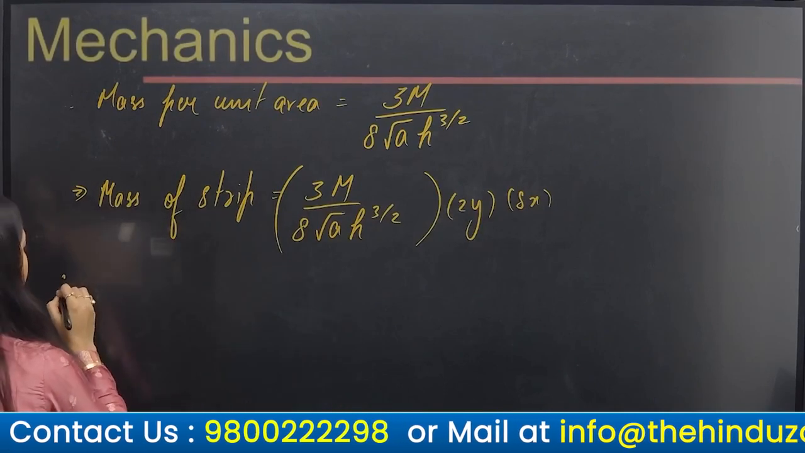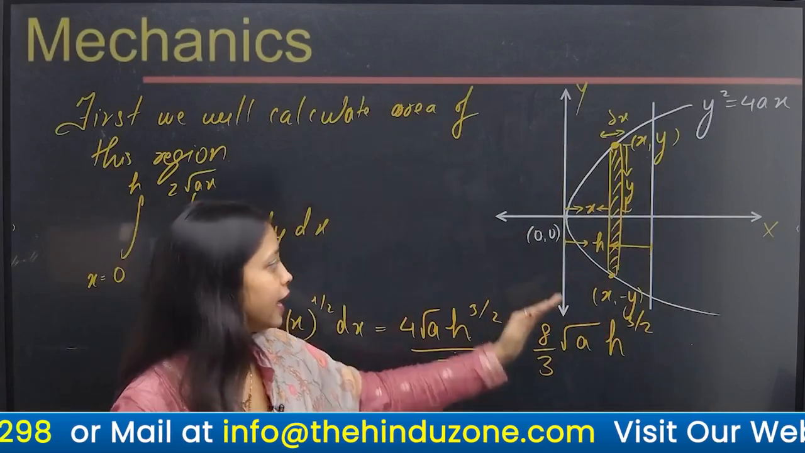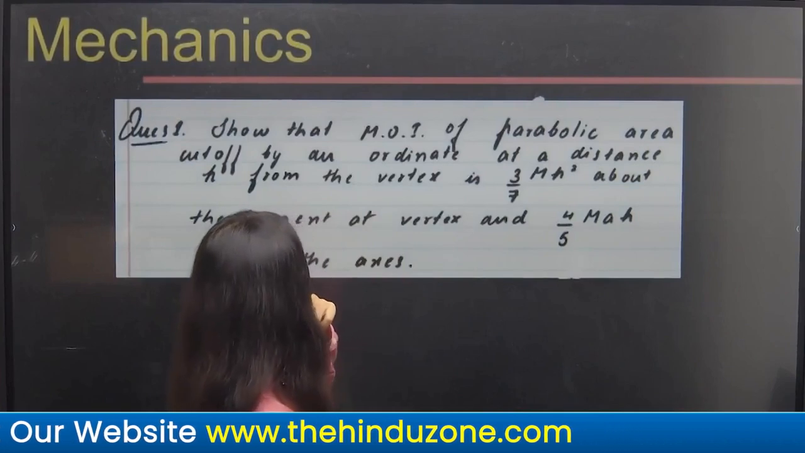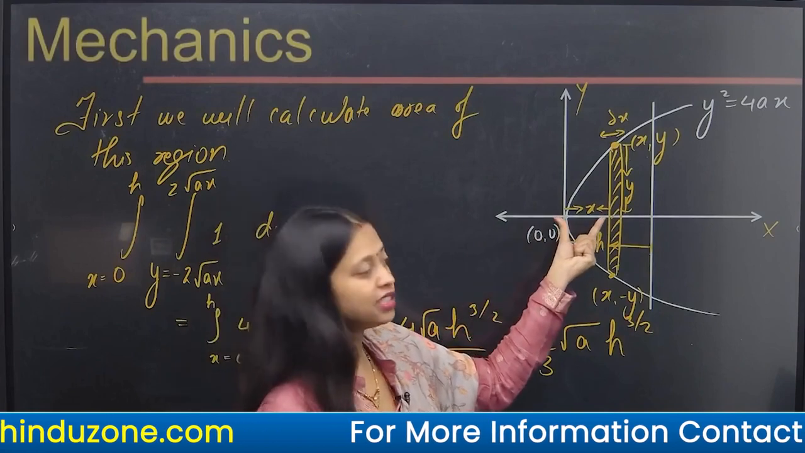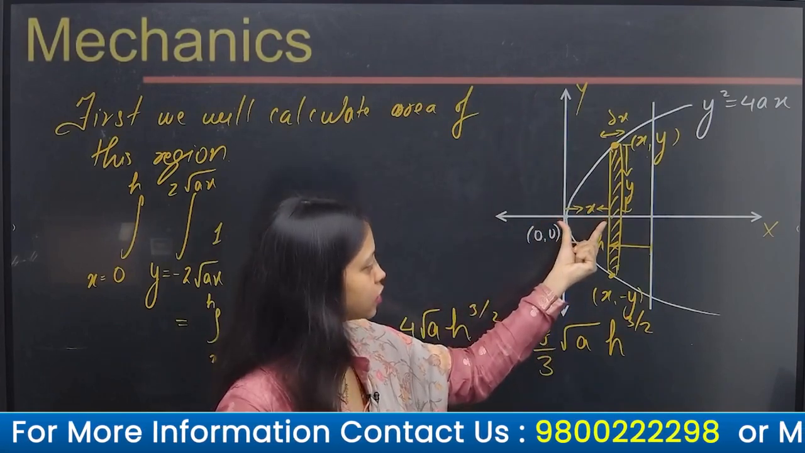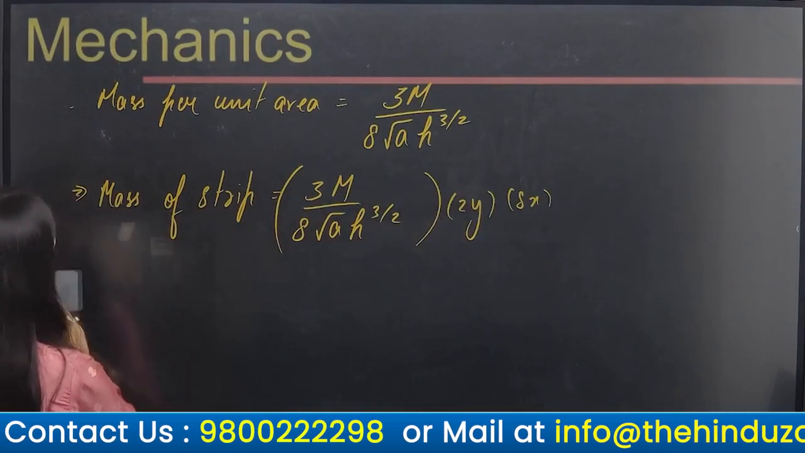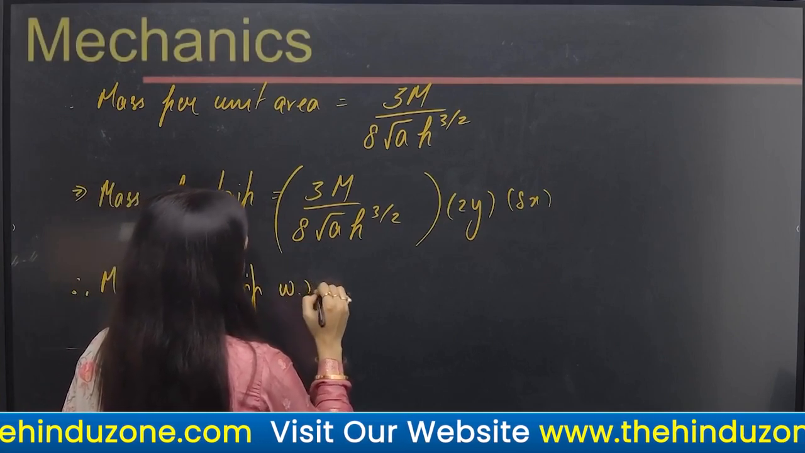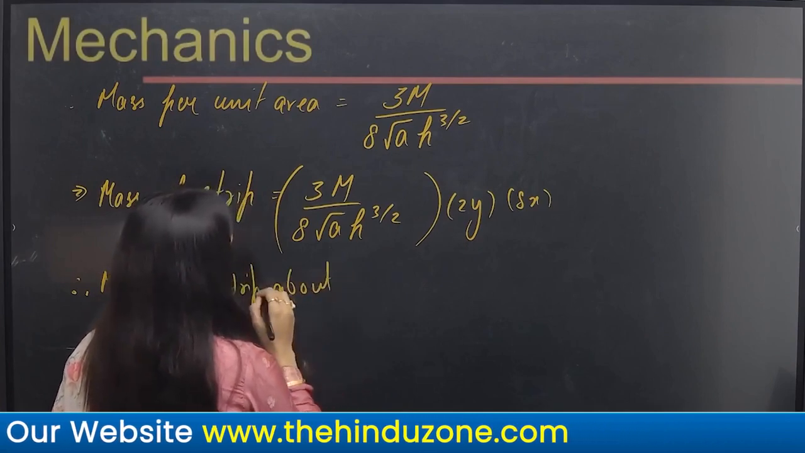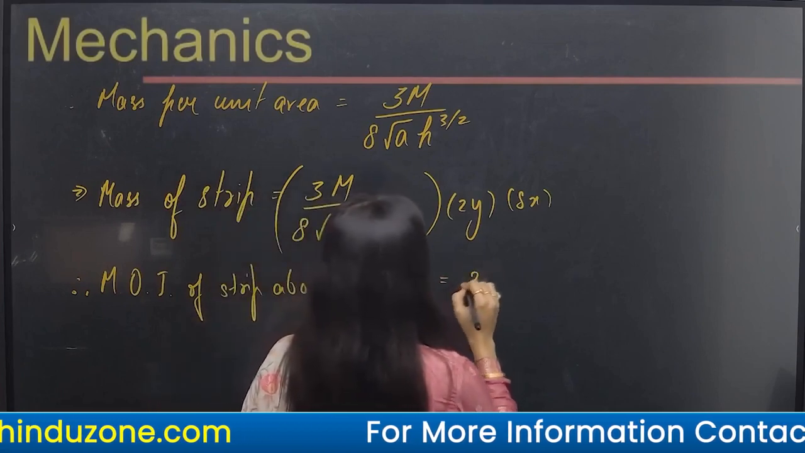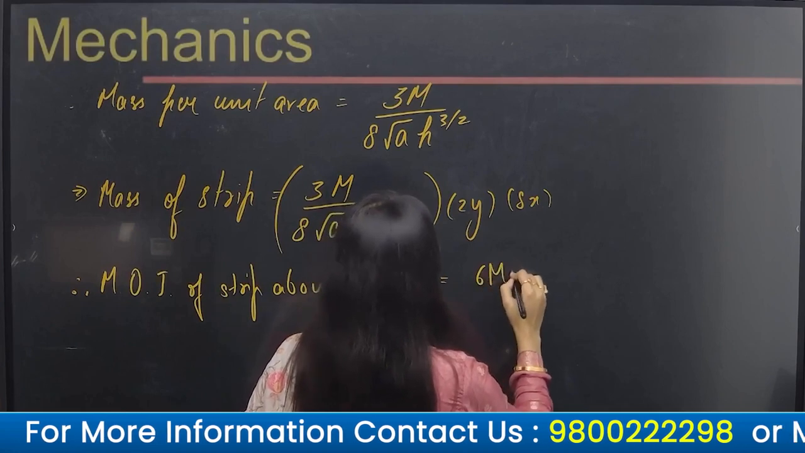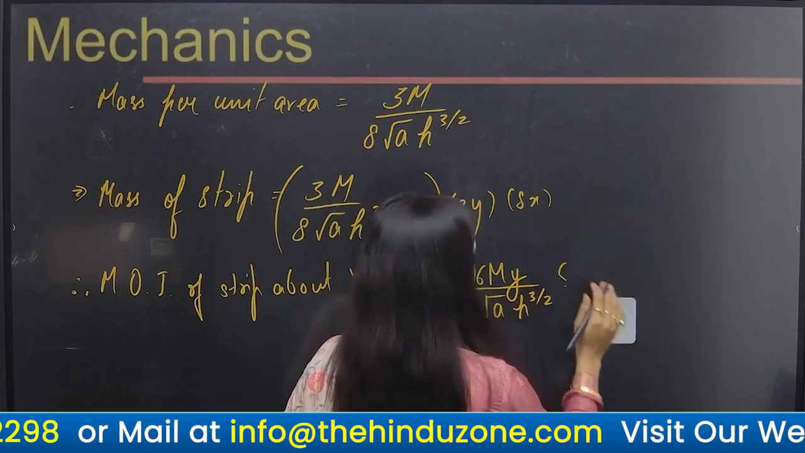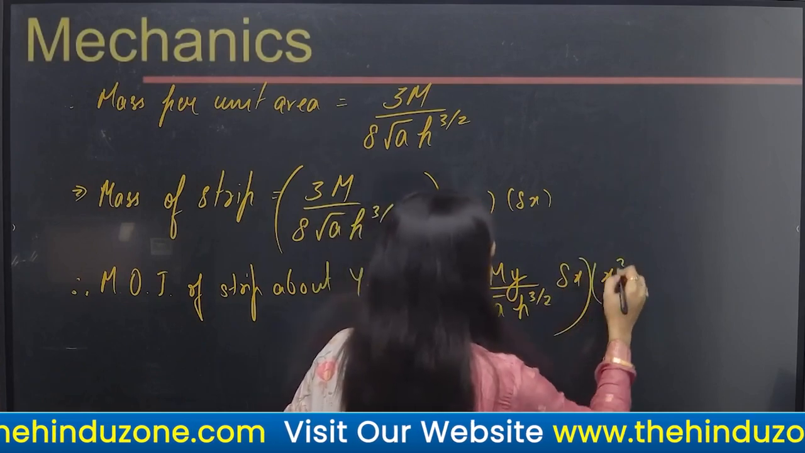Therefore, I can now find, now this is a strip. A strip can be considered as a simple rod, and we are trying to find it with respect to the tangent at the vertex. Yeah, so x is the distance from that y-axis, because we are finding the moment of inertia with respect to the y-axis. So the distance is x. Therefore, the moment of inertia of the strip about the y-axis is 6My divided by 8 root a h raised to the power 3 by 2, and this is del x, and the distance is x, mass times r square.